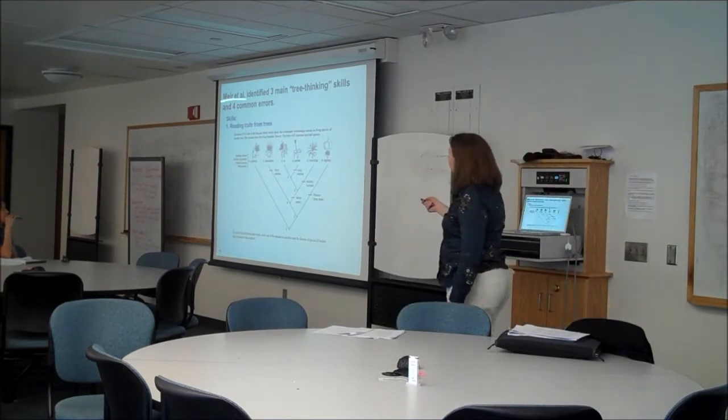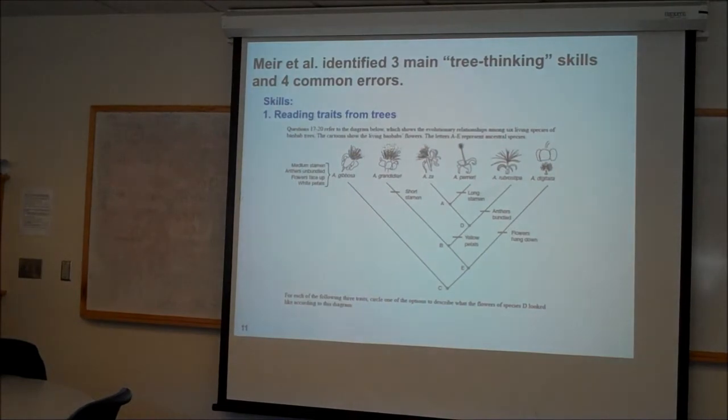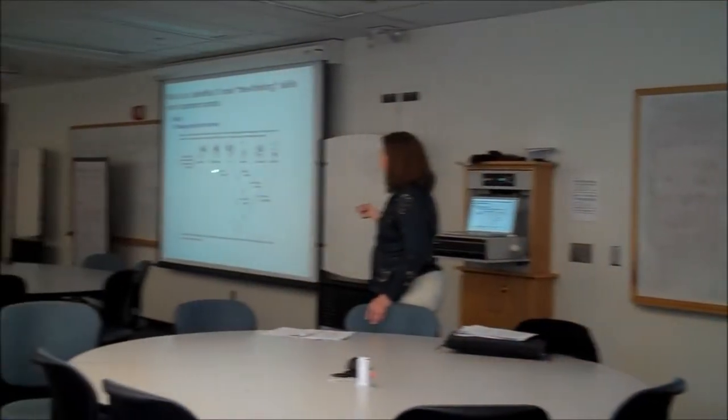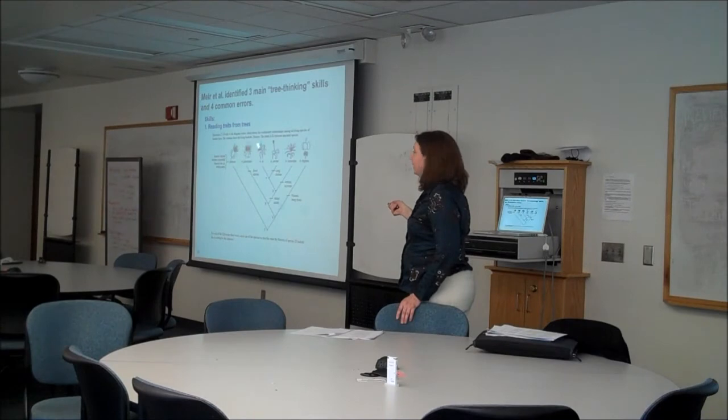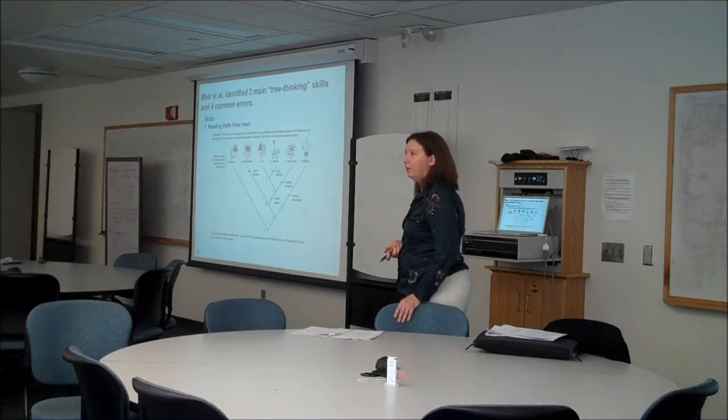So this is one, the ability to read traits from trees. A lot of times, either in the literature or in education materials, people will map on character changes. So something that changed between this ancestor and this descendant. In this case, the stamen of the flower became short and was apparently longer before that event happened, that mutation, set of mutations occurred.